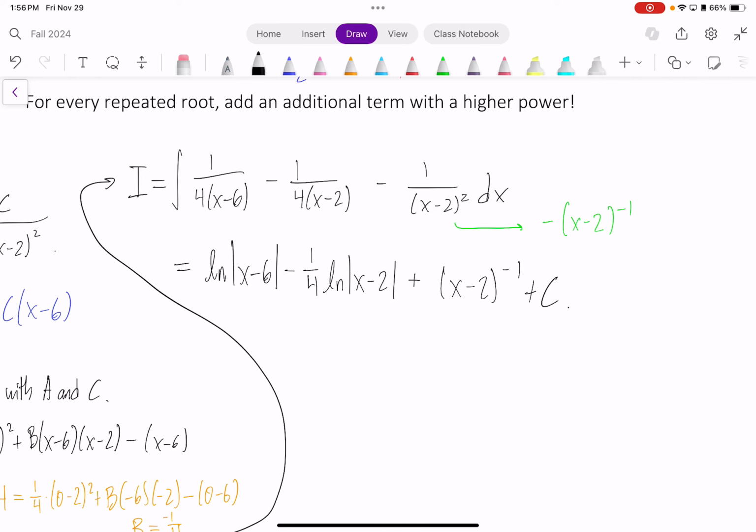Jessica, why is it 1 over 4 multiplied by 6 minus 2? Oh, very good catch. Thank you. There should be a 1/4 here. Great catch.